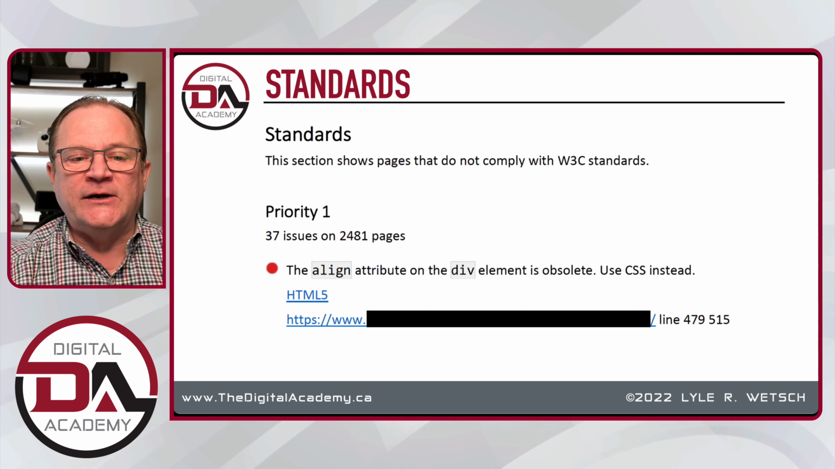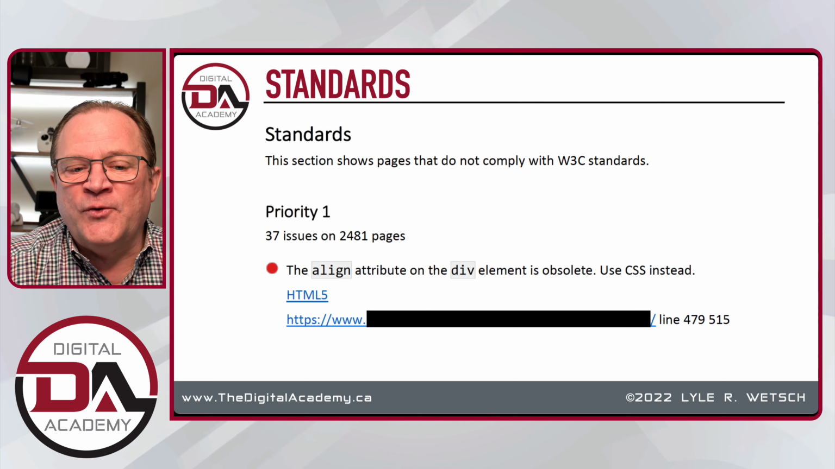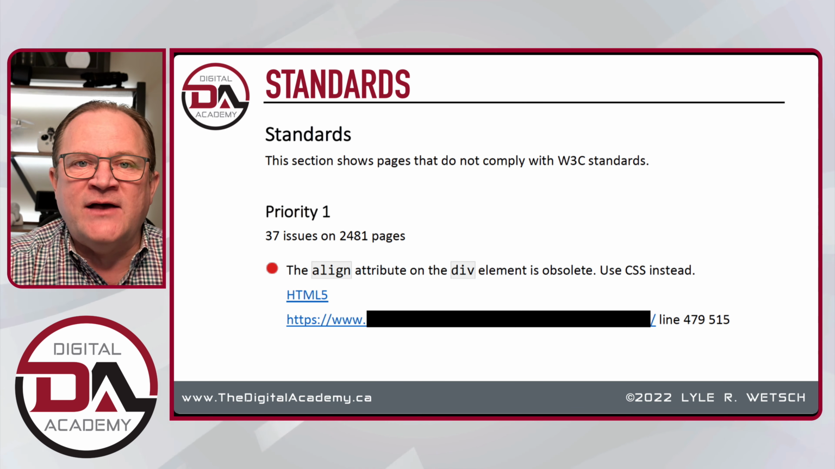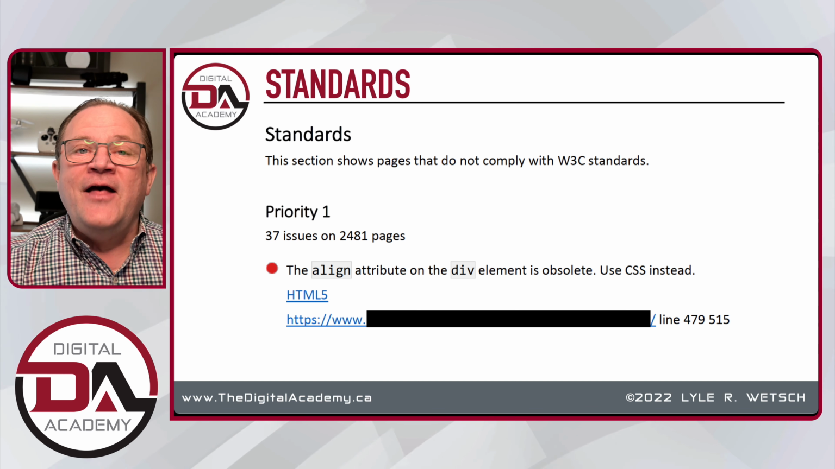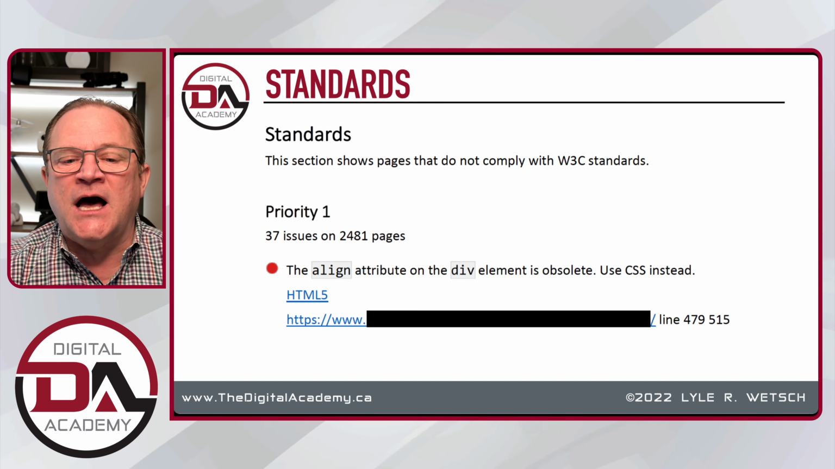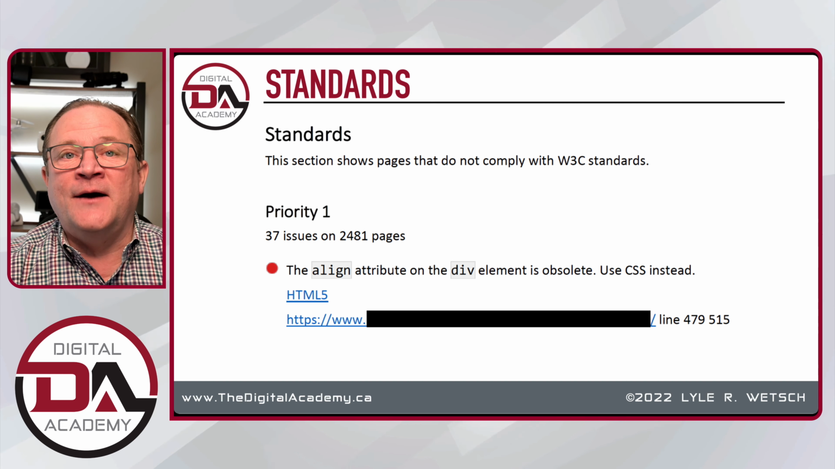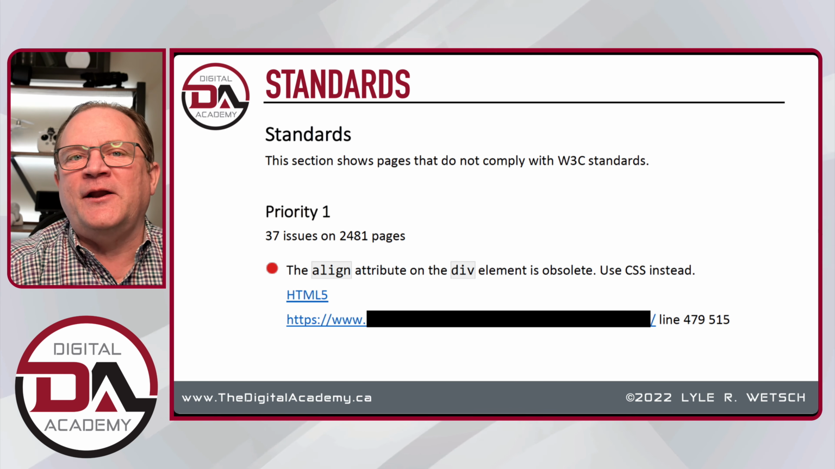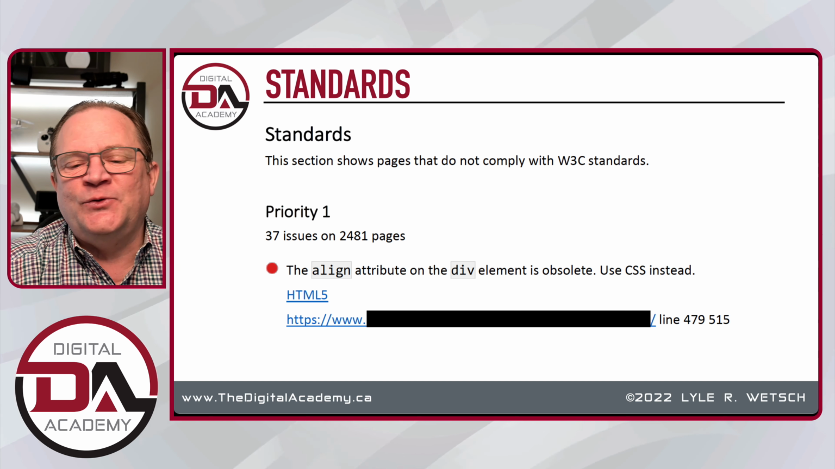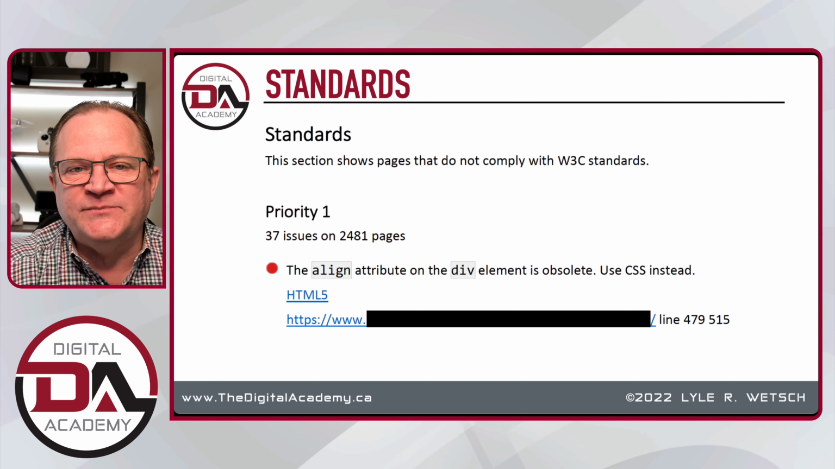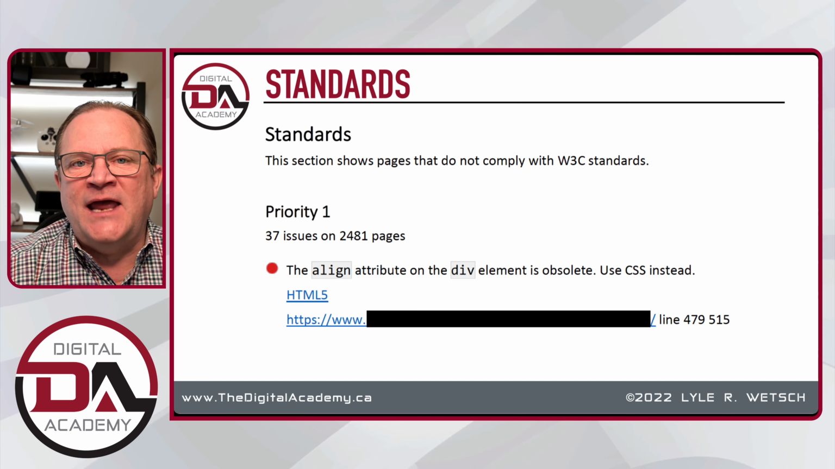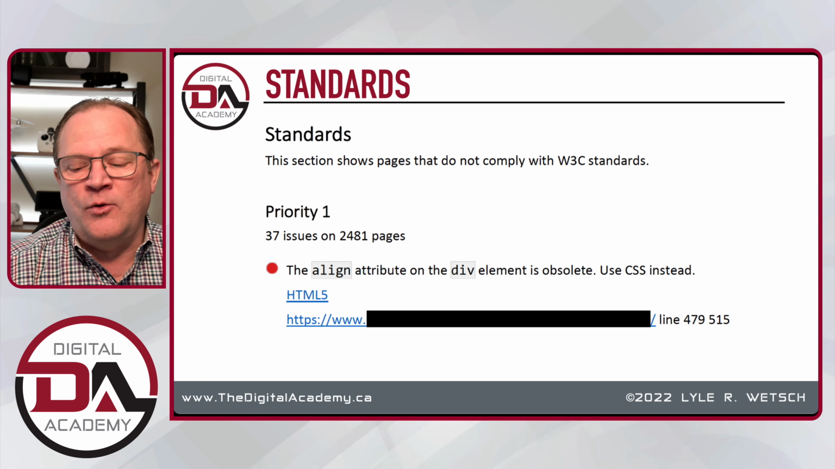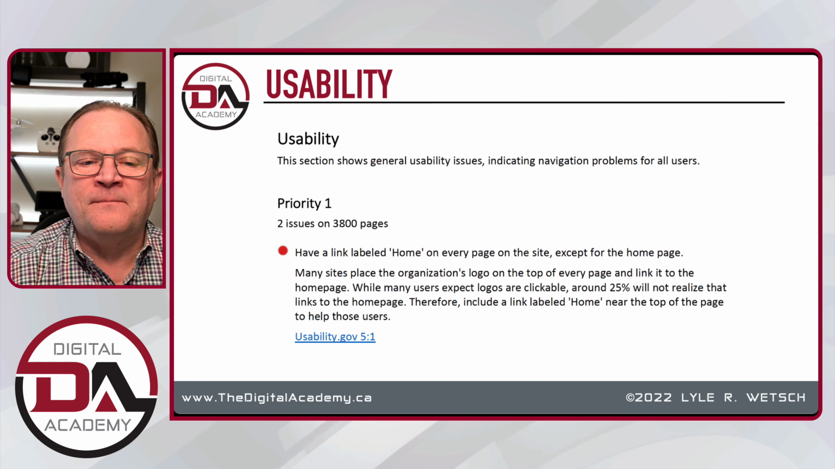As an example here, it talks about 37 unique issues on 2,481 pages. The first issue is that the align attribute is obsolete. So it's identifying that the tool used to make sure that things are lined up correctly on a page hasn't been used for quite some time, and that you need to update the coding and update how you're presenting that information.